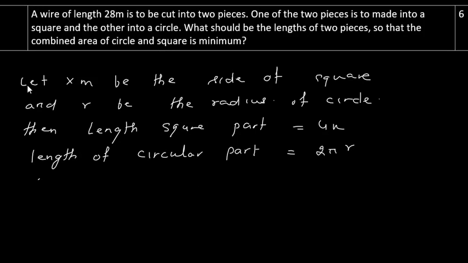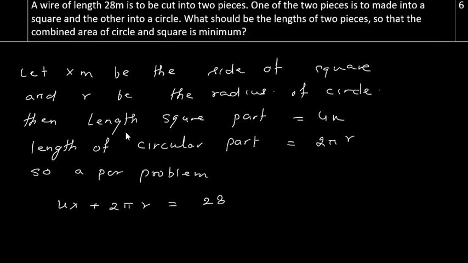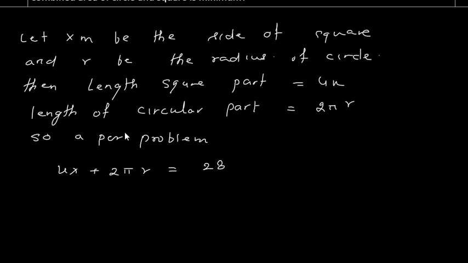So as per the problem, we have 4x plus 2 pi r, their combined length is 28. 4x plus 2 pi r is 28, it is given. And the combined area, capital A, will be x square plus pi r square.